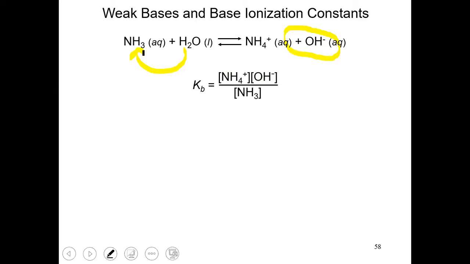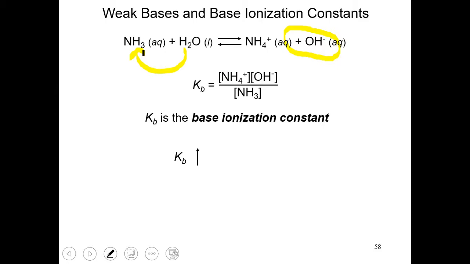We're going to represent it as Kb rather than Ka because it is a base. Notice again, products over the reactants, with water not being included here. Just like we've discussed in other cases, the value of Kb represents the relative weight of the products side versus the reactants side. And so because of that, the larger the value of Kb, right?